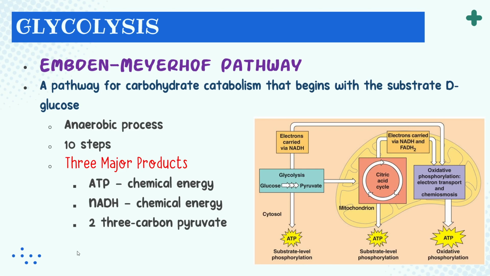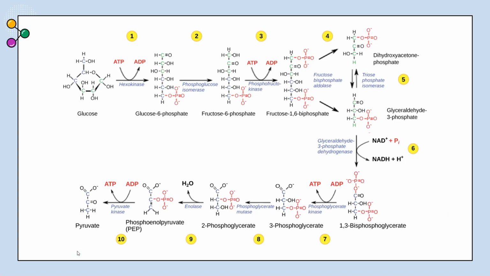Now, glycolysis is an anaerobic process, meaning it does not need the presence of oxygen. Without oxygen, it can still proceed. Glycolysis happens in your cytoplasm. Your glycolysis pathway is summarized into 10 steps and there are 3 major products here, your ATP, your NADH, and 2, 3-carbon pyruvate. As to why there are two pyruvates, you will get to know that as we go along our discussion. So these are our 10 steps, starting from your glucose and ending with the presence of your pyruvate.